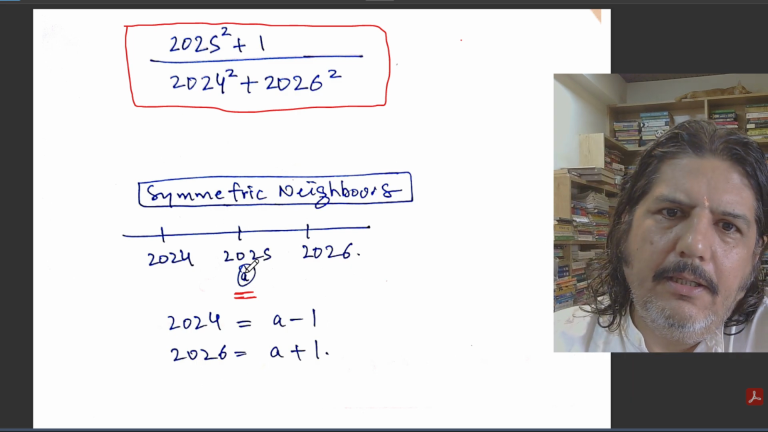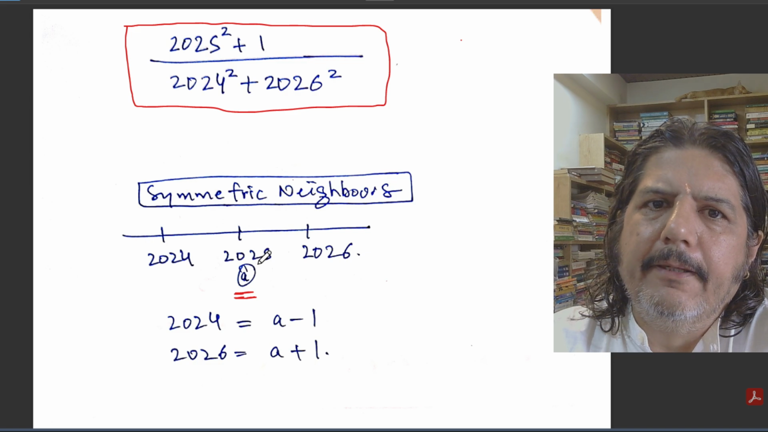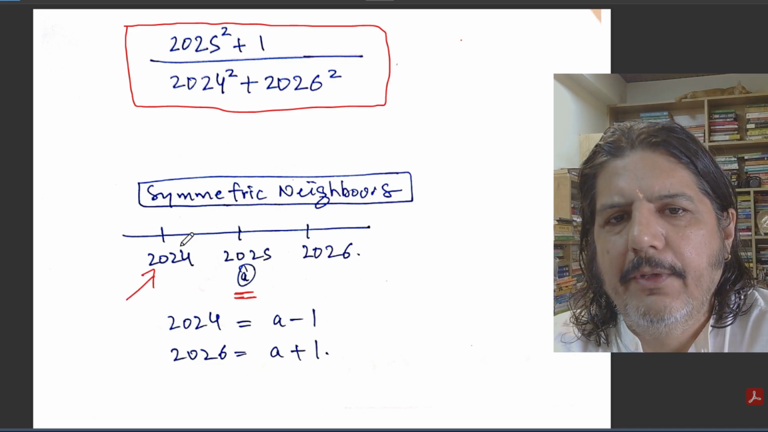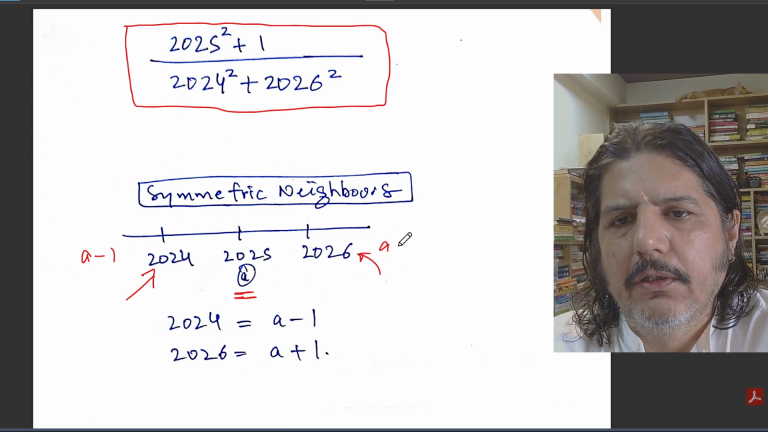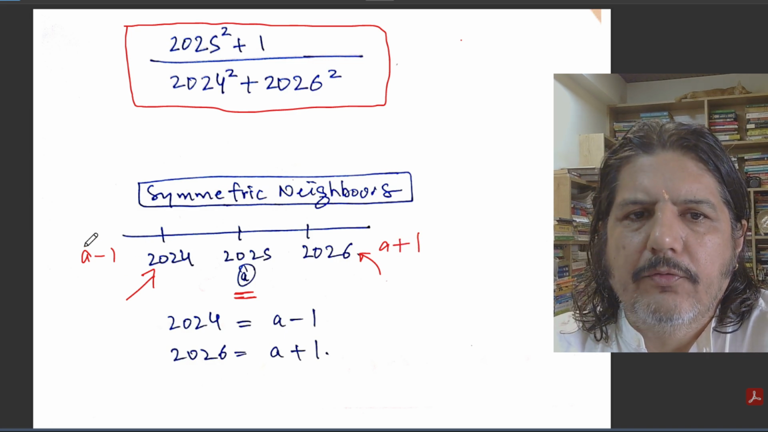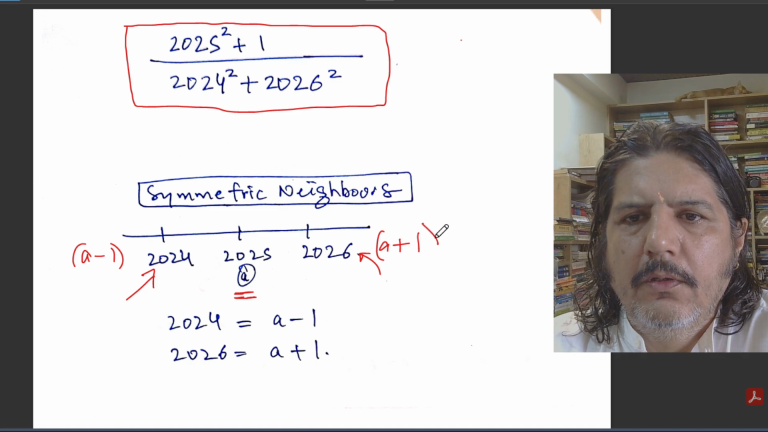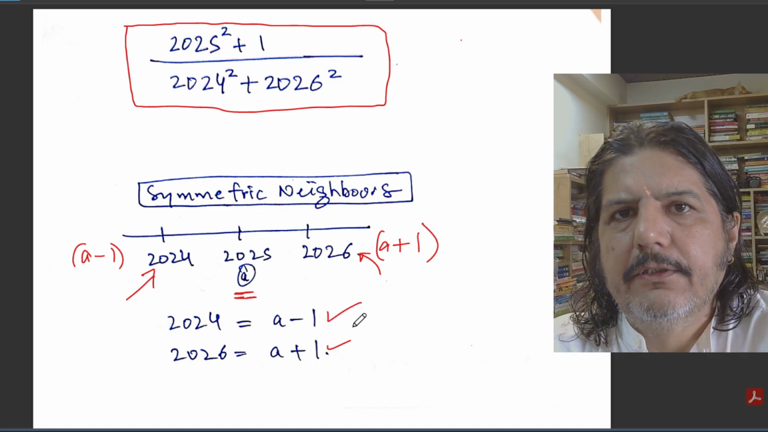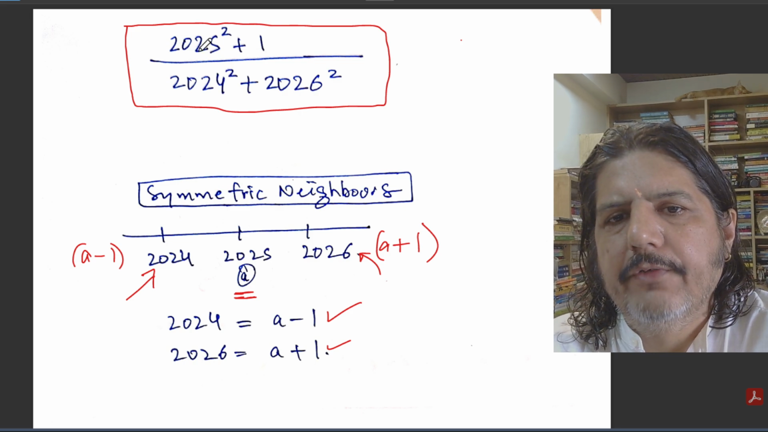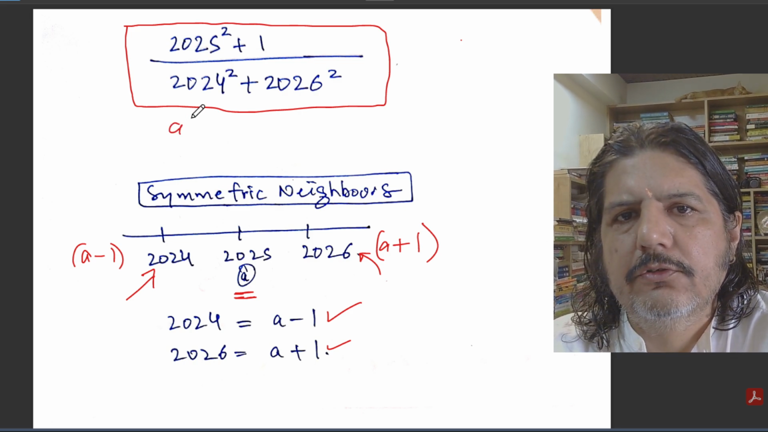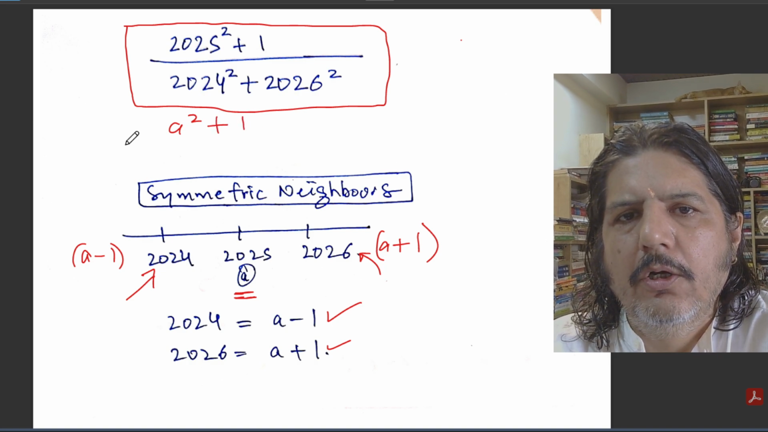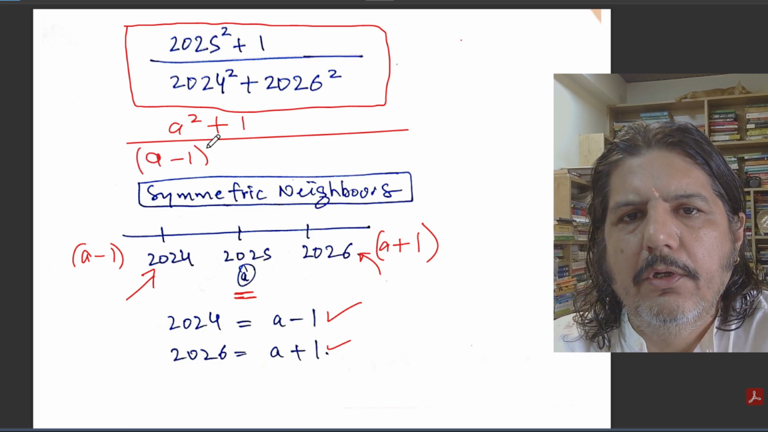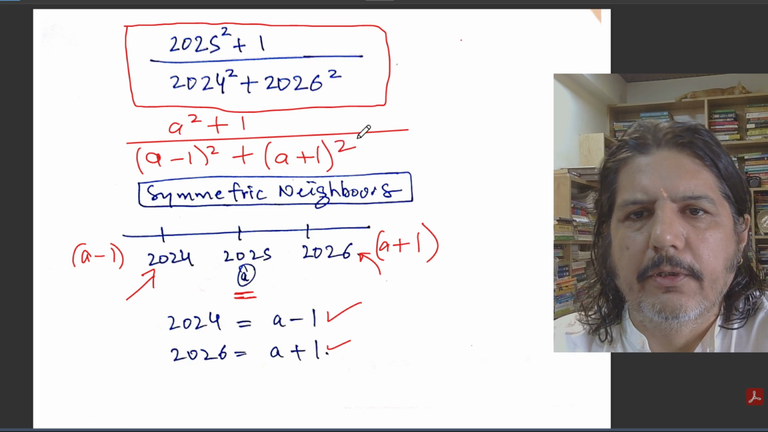So what I do is I consider 2025 to be A. So what that implies is that 2024 would be A minus 1 and 2026 would be A plus 1. A minus 1 and A plus 1. So what does this do? What this does is that the expression now can be written as A square plus 1 whole upon (A minus 1) whole square plus (A plus 1) whole square.